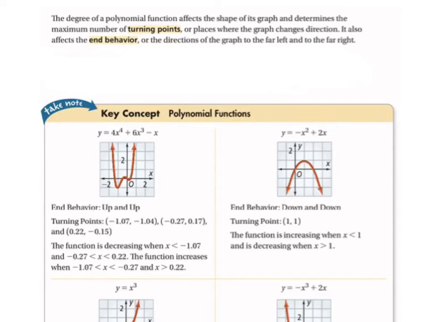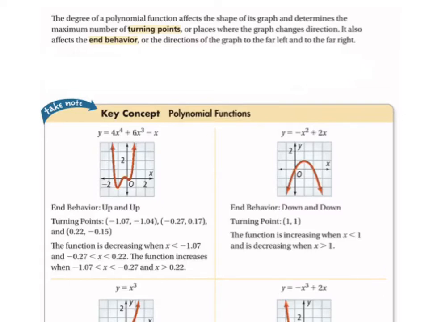So the degree of a polynomial function affects the shape of its graph and determines the maximum number of turning points, or places where the graph changes directions. It also affects the end behavior, or the direction of the graph to the far left and far right.